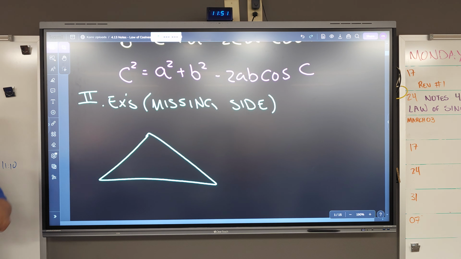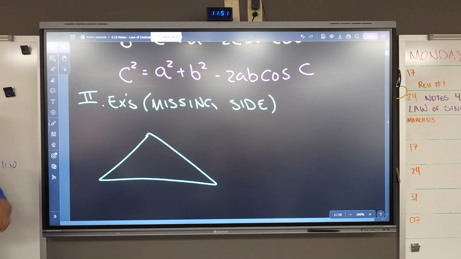For this particular problem, they give us this side, they give us this side, and they give us this angle, and they want this side. A few students yesterday were putting the angle where the side goes and the side where the angle goes. That's an easy fix, right? If it's a degree, it's an angle. So just be careful.